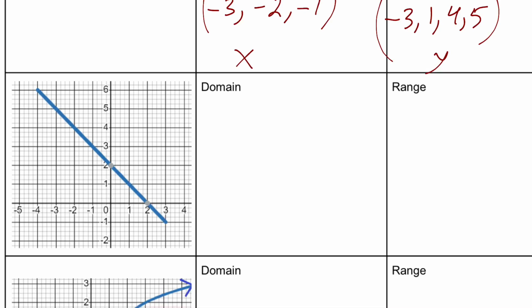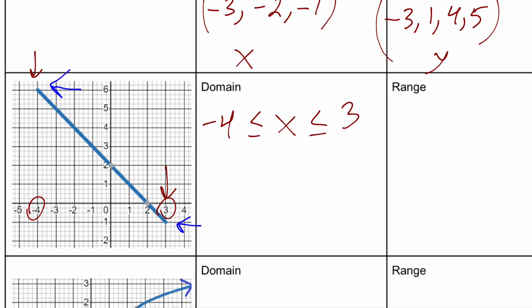On the graph, though, I'm looking for a compound inequality. This is the leftmost point, this is the rightmost point. I can write that like this. The domain is anywhere from negative 4 all the way to 3, looking at the x values. On the range, I go from the bottom to the top. So the lowest value there is a negative 1, and the highest value is a 6.